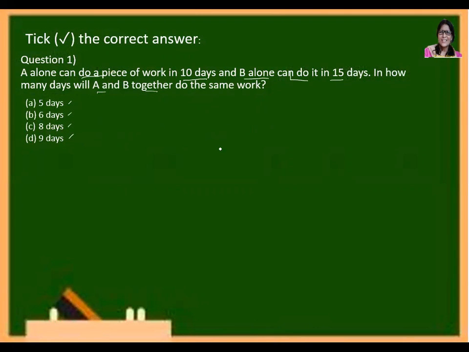So you know the concept. First we get 1 day's work. We combine them, then we take the reciprocal. So this is the concept for all the questions. First, A's 1 day work will be 1 by 10 because he is completing in 10 days. B's 1 day's work will be 1 by 15.